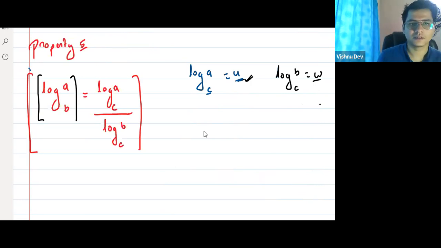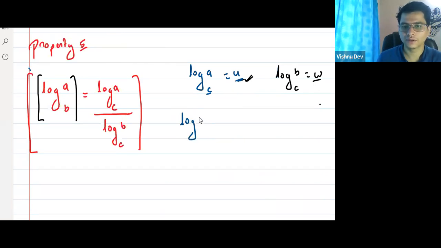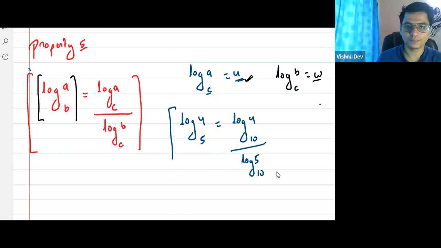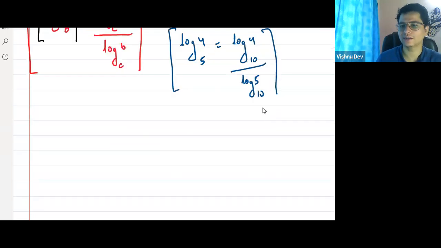Okay, I'll just take an example. Right? I'll just take an example, guys. Okay, I'll do it with numbers first. log 4 base 5 is equal to log 4 base 10 by log 5 base 10. This is a property, and I'll show you how this is true. Clear? I've taken numbers, numbers are probably easier to understand.